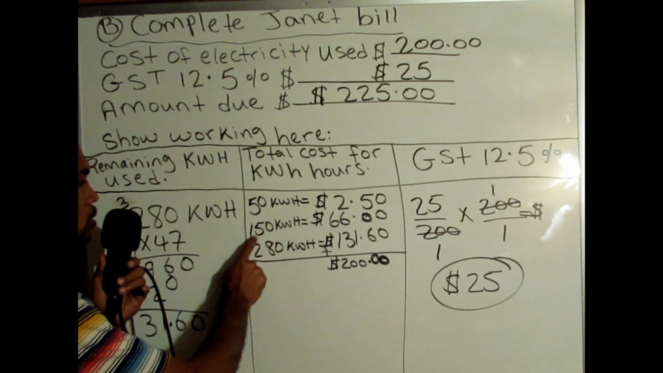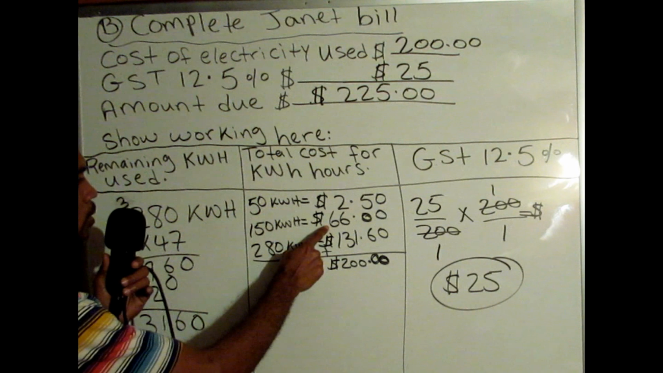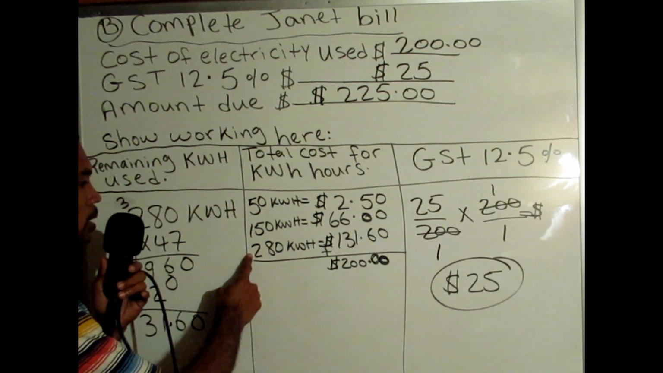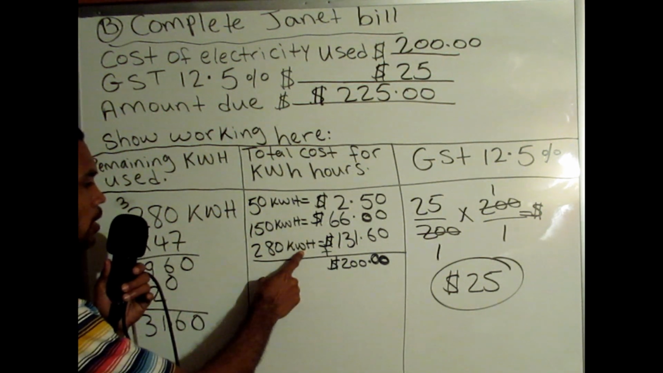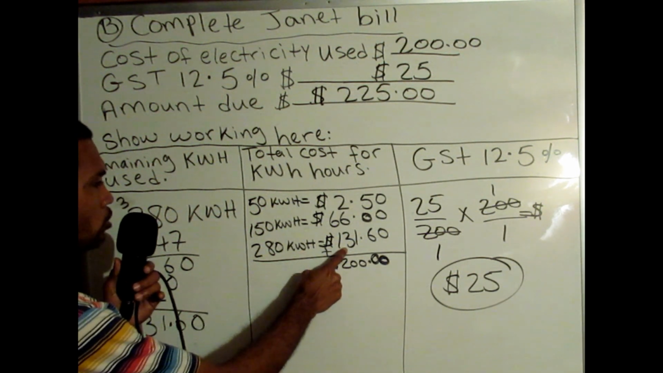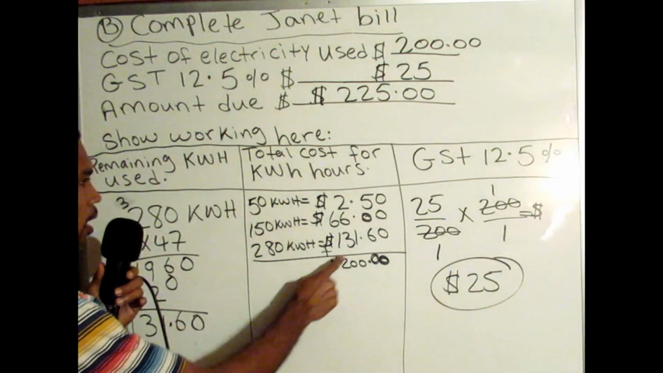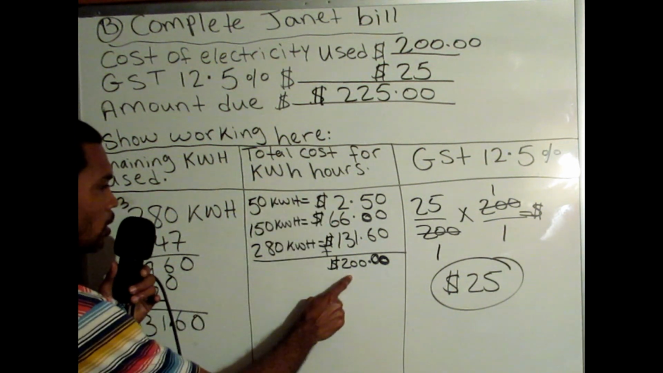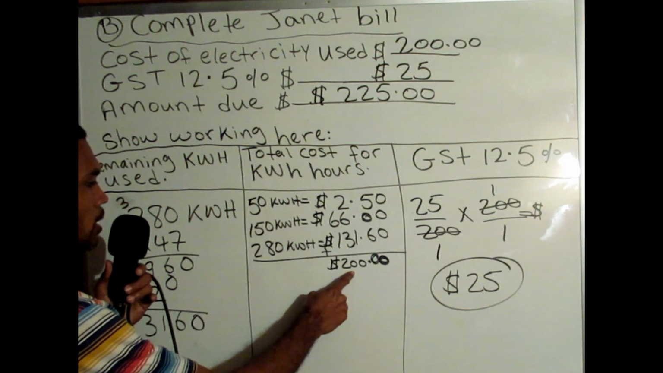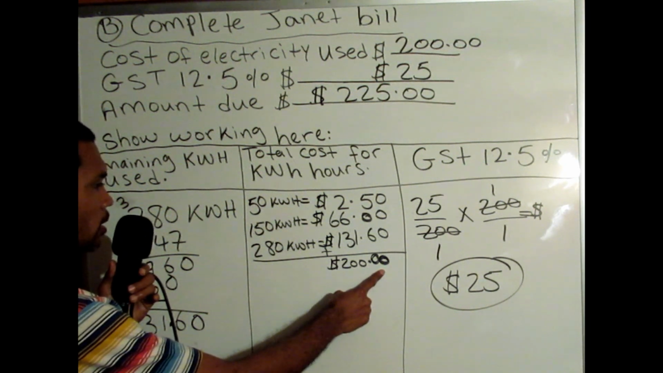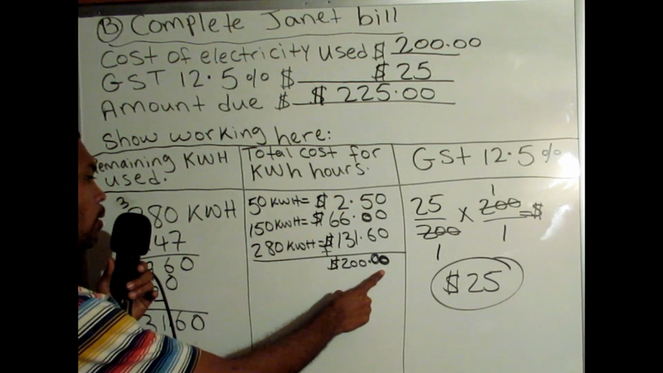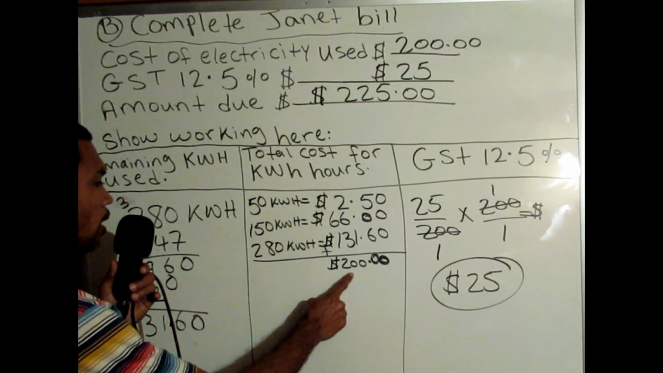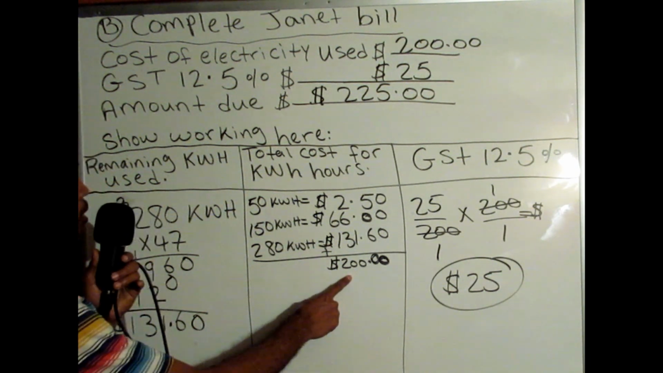Then from the box, the next 150 kilowatts at 44 cents was worth $66. And the final remaining 280 kilowatts that was left was at 47 cents. Then when we multiply that, we got $131.60. And when we add up all of them to get the total cost for the kilowatt hours, we get $200.10. But the problem says in the box in part A, round it to the nearest dollar. And when you round $200.10 to the nearest dollar, it will give us $200.